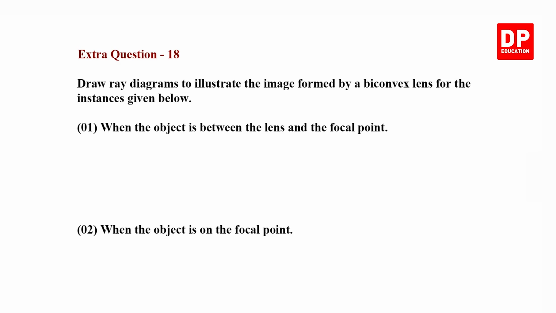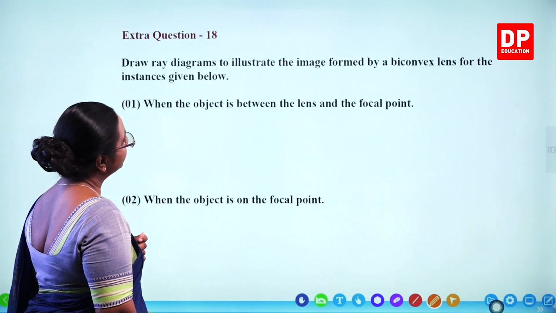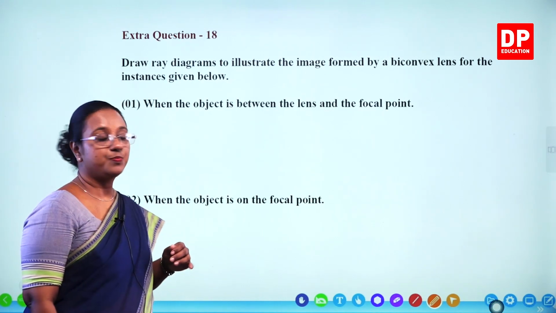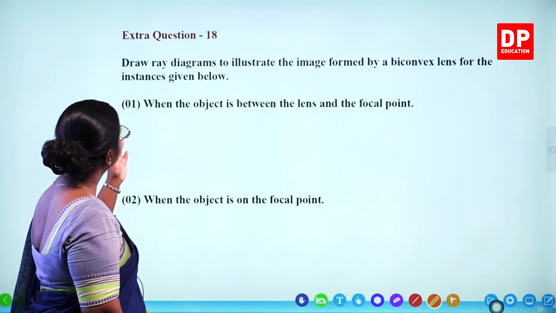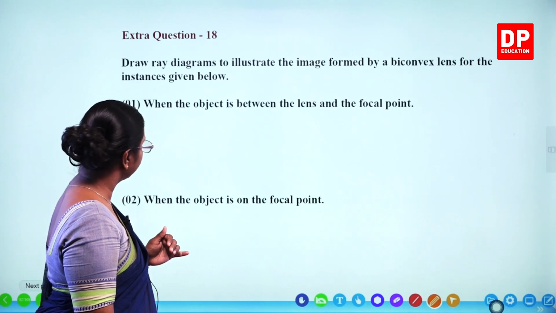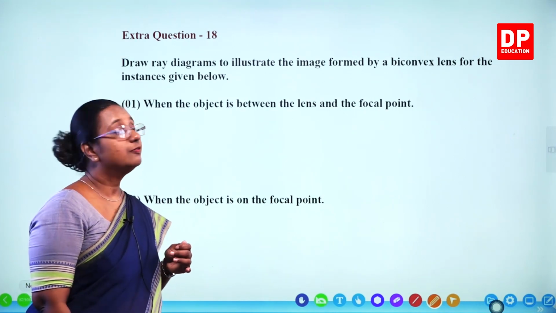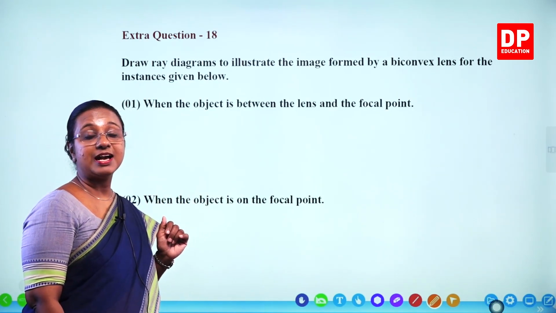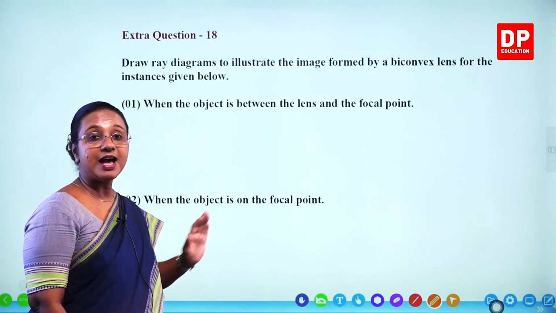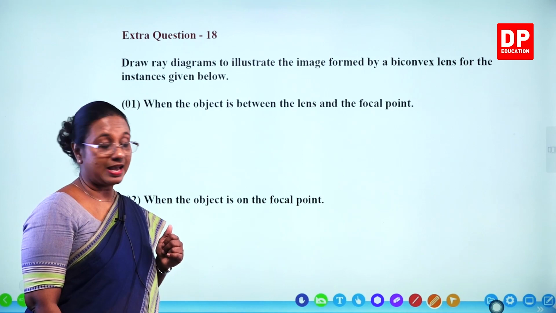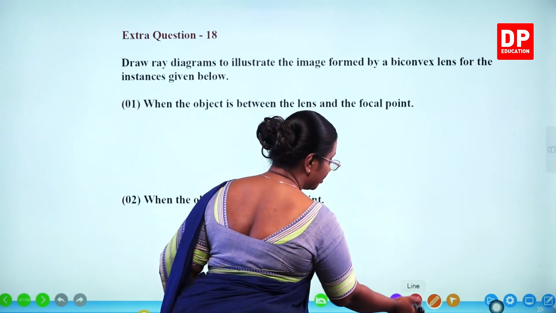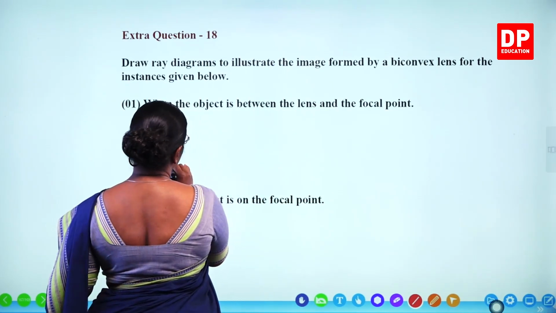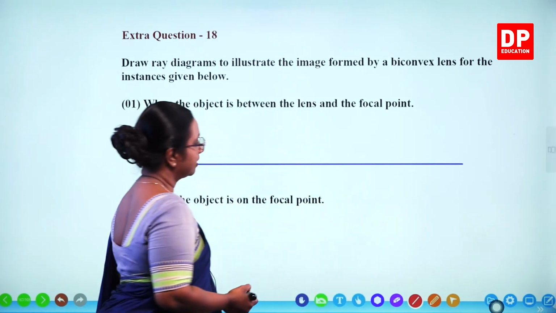Extra question 18. Draw ray diagrams to illustrate the image formed by a biconvex lens for the instances given below. So, you are given two instances: when the object is between the lens and the focal point and when the object is on the focal point. So, you are very familiar and I am sure you can draw the ray diagrams well. So, first you all draw the ray diagram and then compare with my diagram. I will start off by drawing the principal axis. So, I will draw the principal axis first.